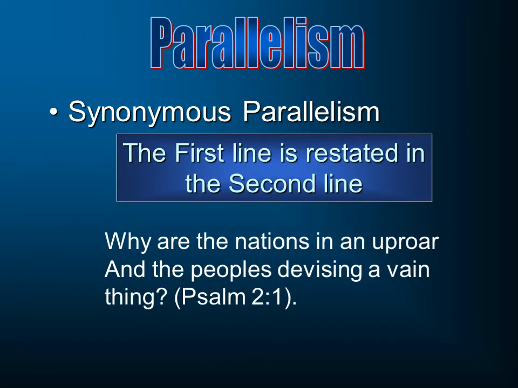For example, Psalm chapter 2, verse 1, "Why are the nations in an uproar, and the peoples devising a vain thing?" Now, the nations and the people are the same thing. You know, who are the nations? They are the peoples. Who are the peoples? They are the nations. And when they're in an uproar, they're also devising a vain thing. So they're doing the same thing. You just use different terms in the second line.